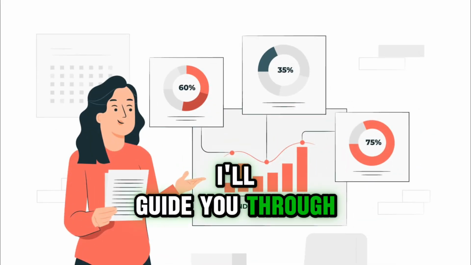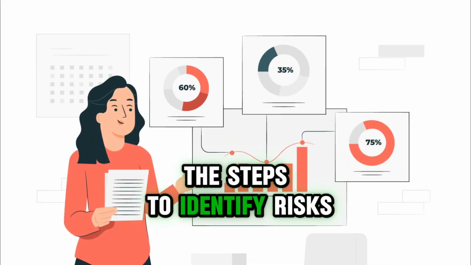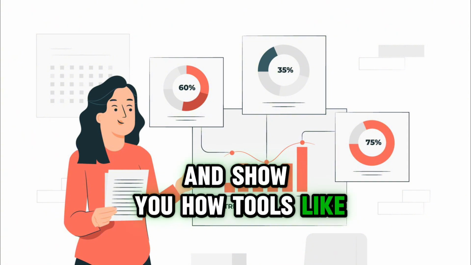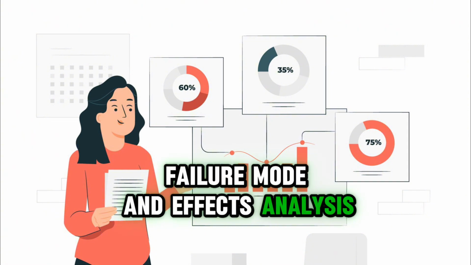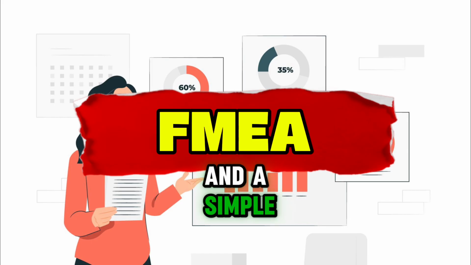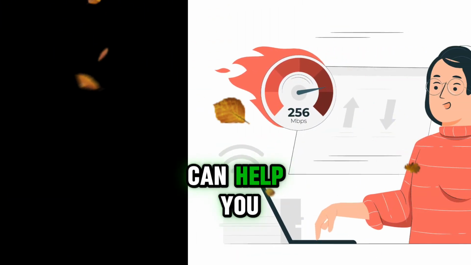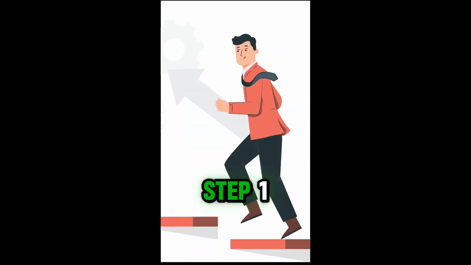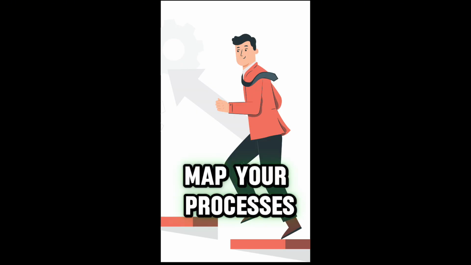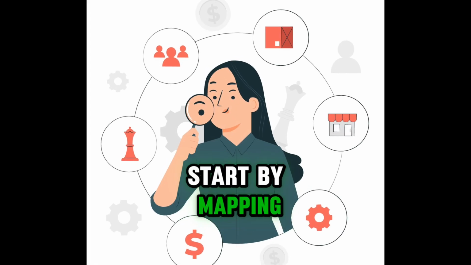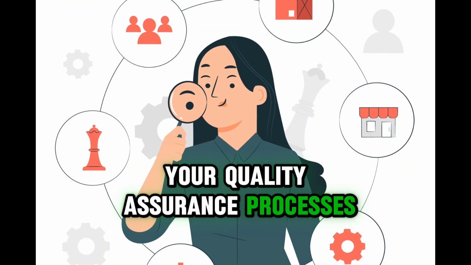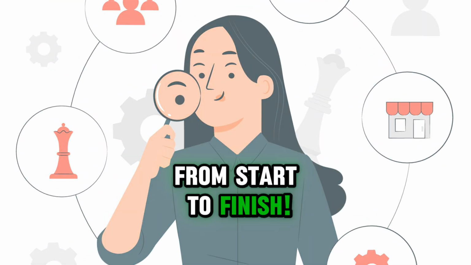Today, I'll guide you through the steps to identify risks and show you how tools like failure mode and effects analysis, FMEA, and a simple risk matrix can help you tackle them efficiently. Step 1. Map your processes. Start by mapping your quality assurance processes from start to finish.